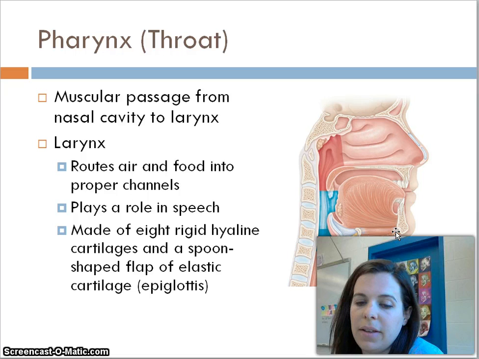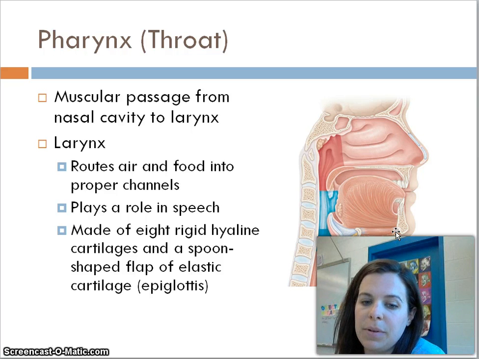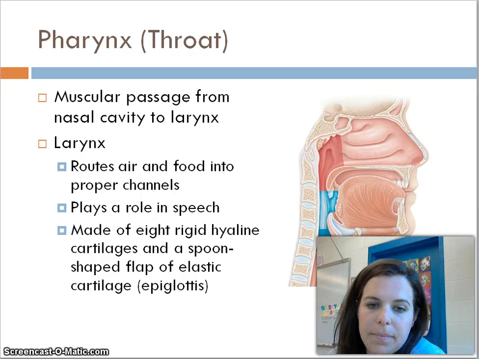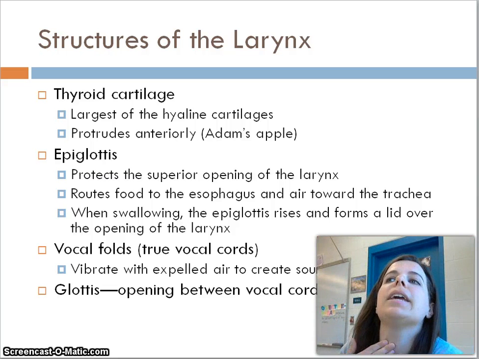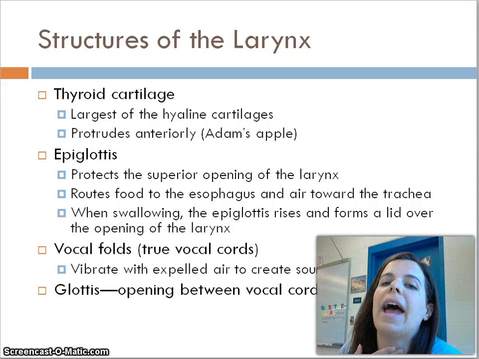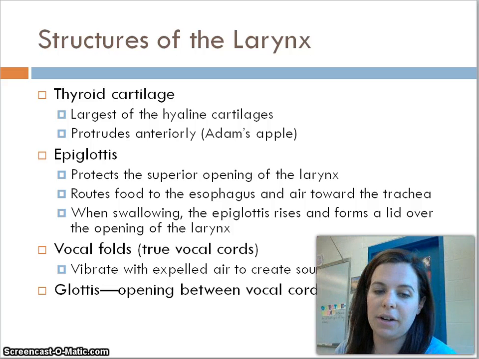It's made of 8 rigid hyaline cartilages, rings of them, and then a spoon-shaped flap, and that is called your epiglottis. So your larynx has thyroid cartilage, which is the largest of your hyaline cartilage, and it protrudes anteriorly. So right here is your larynx. So your Adam's apple, if you're a boy, or just this bump right here if you're a girl, is the hyaline cartilage on your larynx.